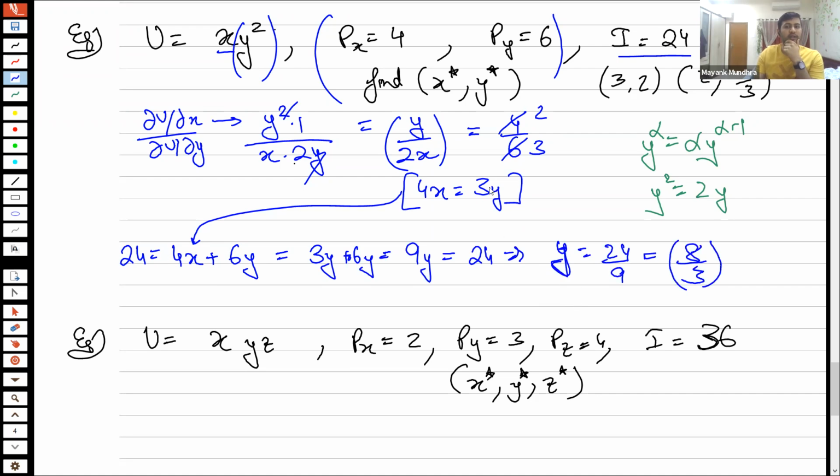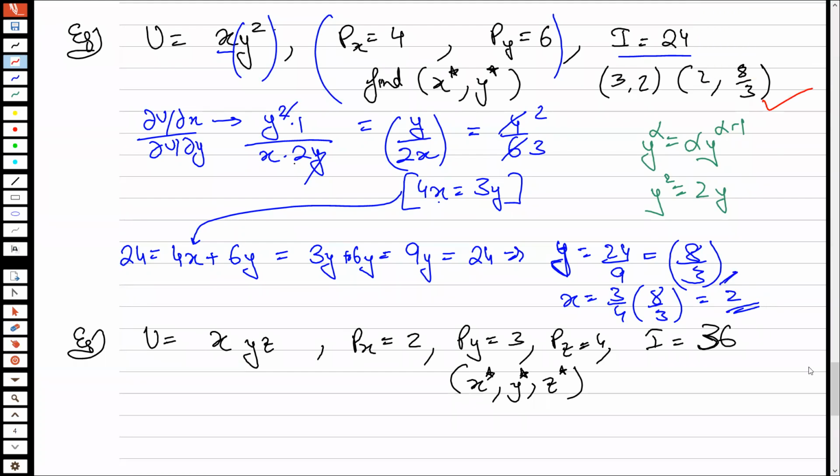And then x is nothing but 3/4 times y. So x is 3/4 times y, and y is 8/3. So that should be equal to 2. So x is 2 and y is 8/3. So (2, 8/3) is the correct answer. By mistake, I did it for U equal to XY. That's why I got the other answer. Okay.